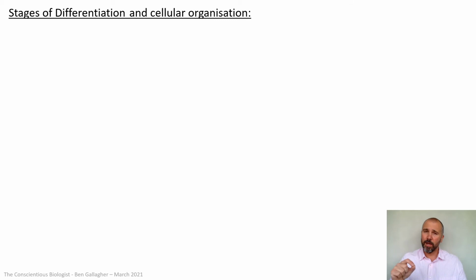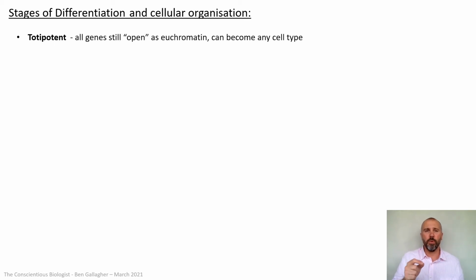So having established how the DNA gets turned off and how cells can specialize by methylating or acetylating their DNA in various ways, let's look at the stages of differentiation. Initially, cells might be totipotent. The initial zygote that you came from was totipotent. Think of that word potent, that's where we get the word potential. Your potential is what you can become. The toti bit is like total, so totipotent means total potential. All genes are still open, so there is euchromatin. That cell can become any cell type because it still has access to all genes available.